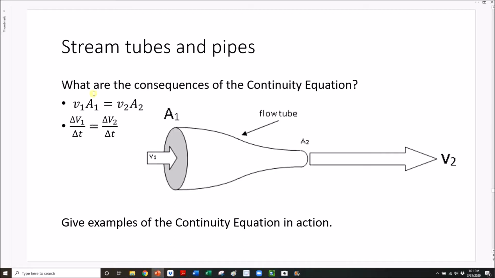What are the consequences of the continuity equation? So here is a flow tube that I've drawn. I have a big area here and a small area coming out. Area 1 is large, area 2 is small. So the velocity going in area 1 will be slow, and the velocity coming out, area 2, will be fast. You all know this because you've all taken a garden hose out in the yard, and you have put your thumb over the end to make it squirt out faster and go farther and hose down your friends with water.